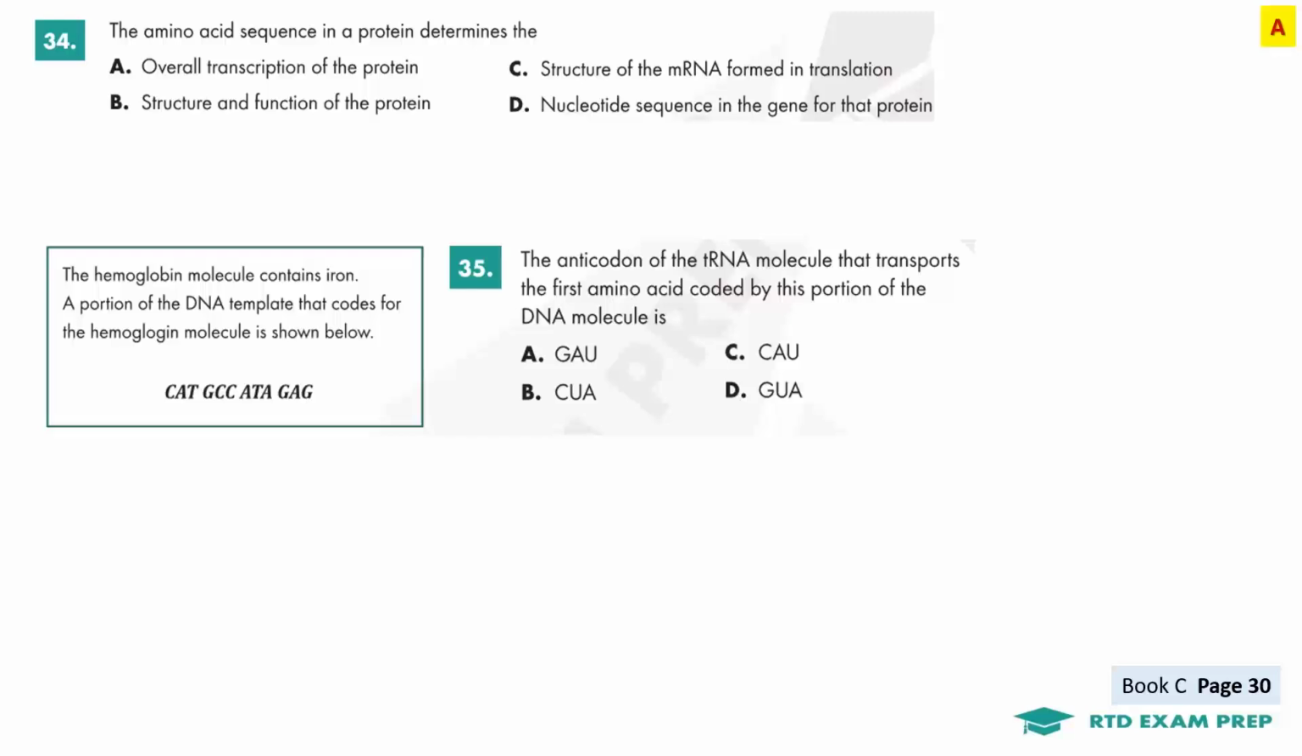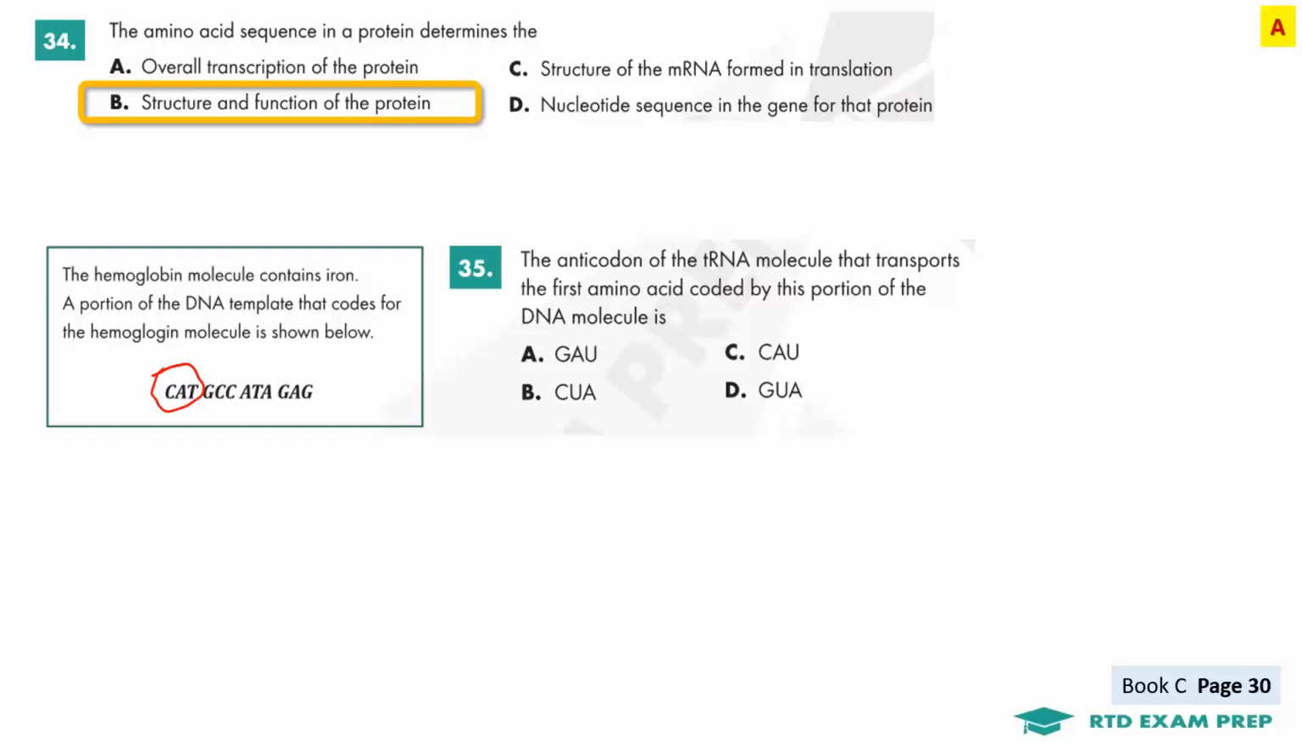So it's going to be the structure and the function of the protein. Question 35. The anticodon of the transfer RNA molecule that transports the first amino acid. So here is the DNA level. The first amino acid is coded by this portion of DNA. We're going to set it up.